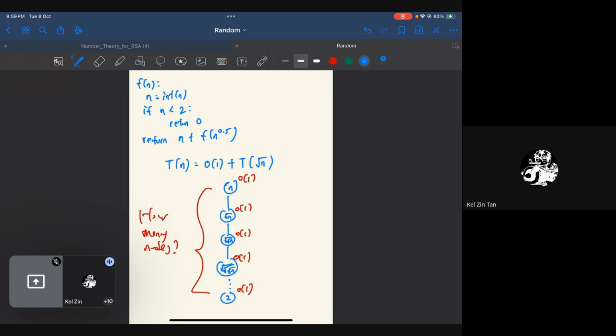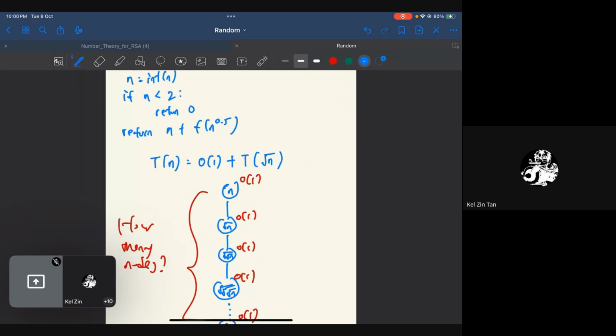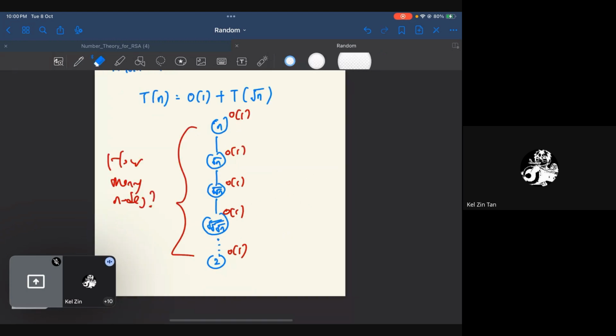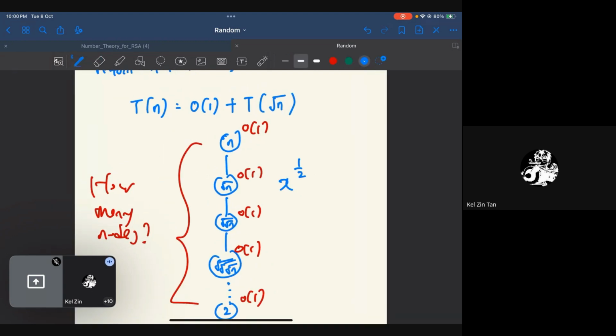Okay, so you're asking the question that x to the power of square root is this, right? Actually, you might be right. Okay, yeah. And then you take the square root again. Right, you might be right. So this is n to the 1 over 2, and then this is n to the 1 over 4, n to the 1 over 8.